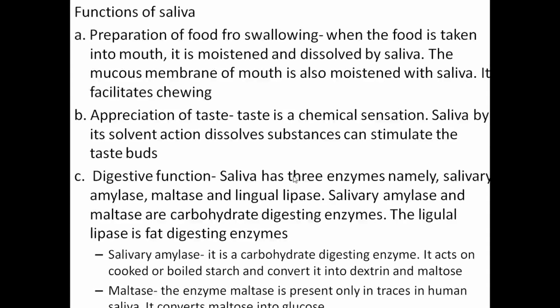Digestive functions. Saliva has three enzymes, namely salivary amylase, maltase, and lingual lipase. Salivary amylase and maltase are carbohydrate digestive enzymes. The lingual lipase is a fat digestive enzyme.